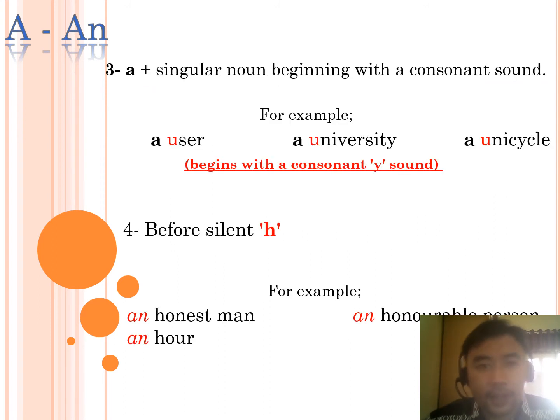Kemudian yang ketiga, a plus singular noun beginning with a consonant sound. For example, a user, a university, a unicycle. Nah, u di sini bukan kita gunakan an ya, teman-teman. Why? Because it begins with a consonant y sound. Karena di sini kita sebut dengan y ya, university, dengan huruf y di sini. Kita awali dengan bunyi y, huruf konsonan. Kemudian before silent h, ya, dengan huruf h, sorry. For example, an honest man, an hour, honorable.